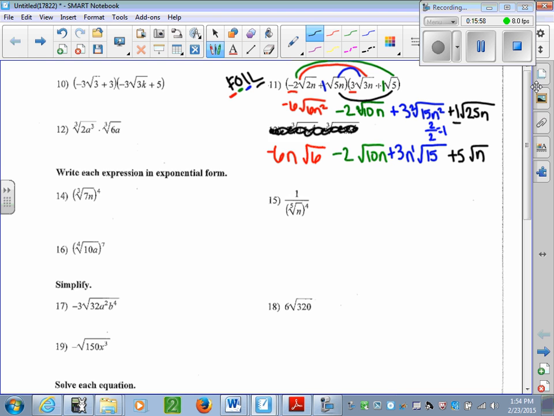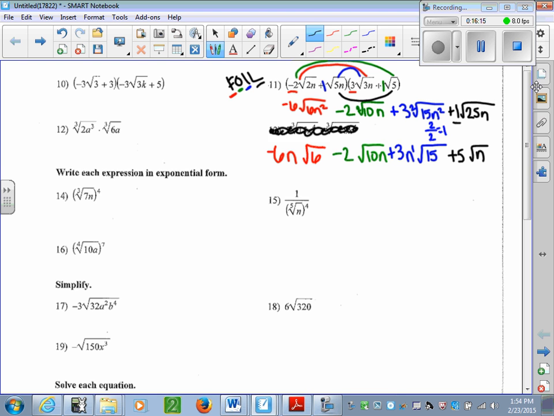All right, so now I'm going to just combine the like terms that I have. Remember, adding and subtracting radicals, that's all we're doing once we get down to this last step. We're just adding and subtracting radicals, but to be able to add or subtract them, they have to have the same radical. They have to have the same radicand, and they have to have the same index.